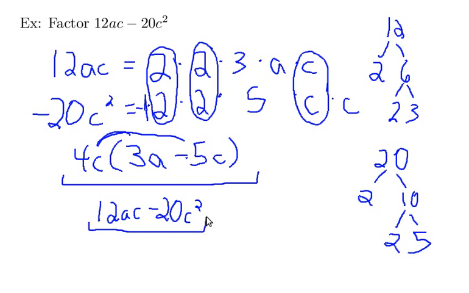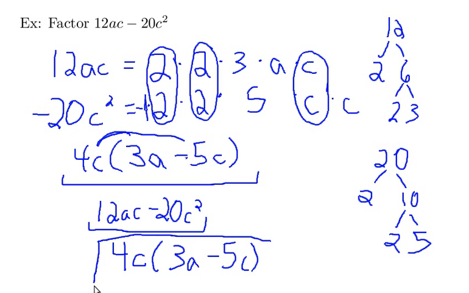So that means that this, I'll go ahead and write it down again just to be more formal: 4c times 3a minus 5c is going to be our final answer. And just to make sure there's no confusion, I want to go over this negative part one more time. So this will technically be the same thing as adding negative 20c squared. So that means that the negative 1 is a factor here.